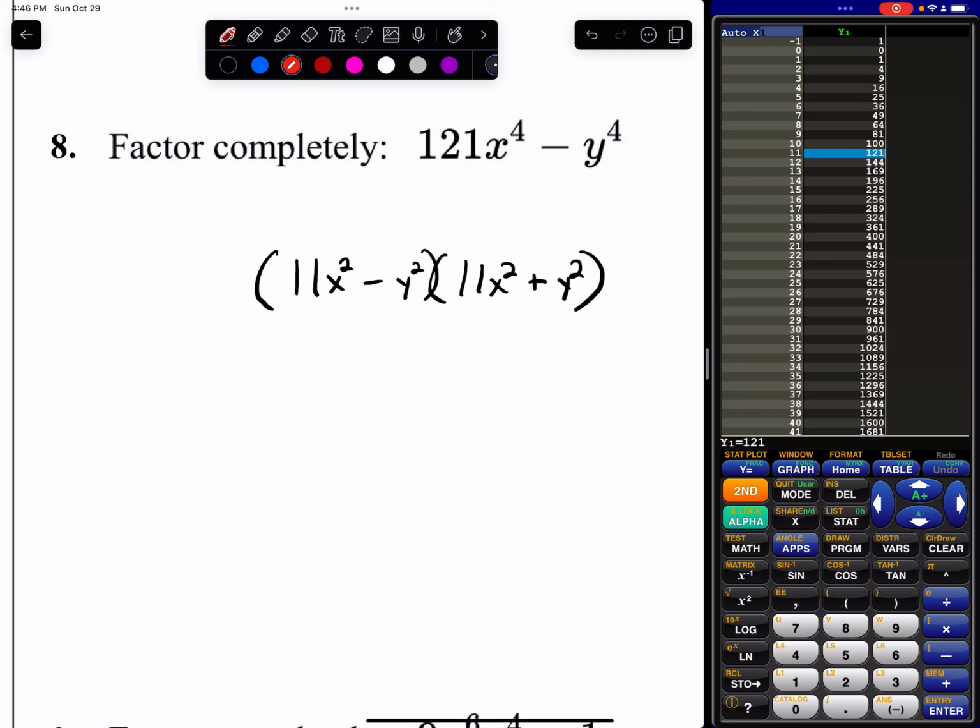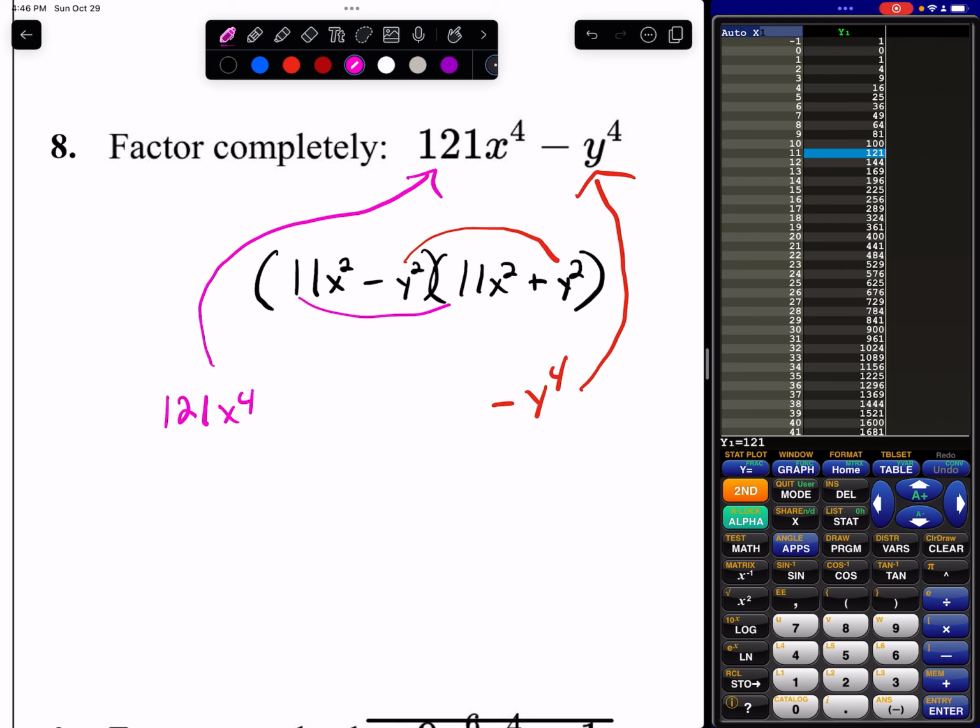If you think about it, if I were to multiply this back out, a negative y squared times a positive y squared would be a negative y to the fourth. And you can see that's right there. And if I multiplied out the first terms, 11 times 11 is 121. And then x squared times x squared is x to the fourth. And you see where that comes into play. And then if I multiplied out the middle terms, they would just disappear. So that's one way to certainly check your answer.